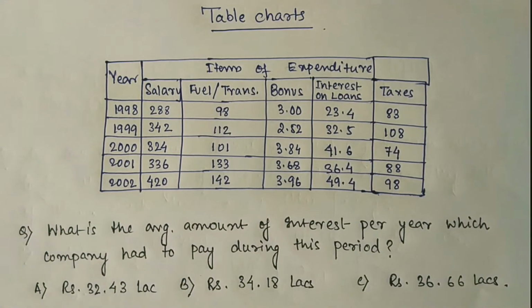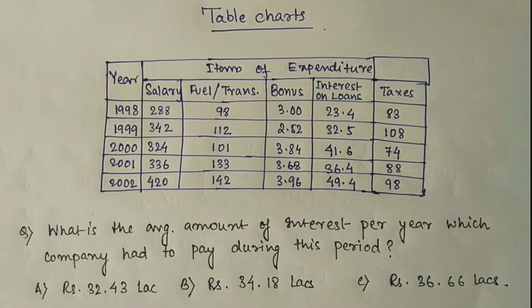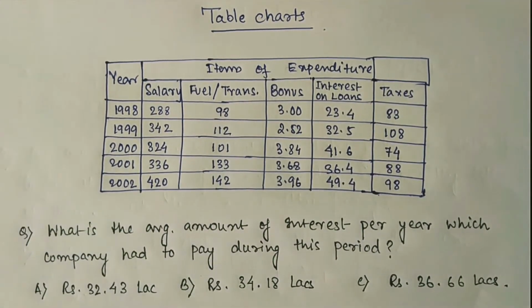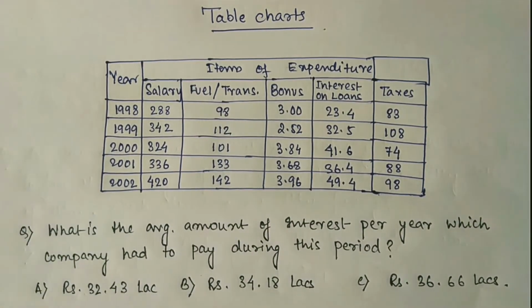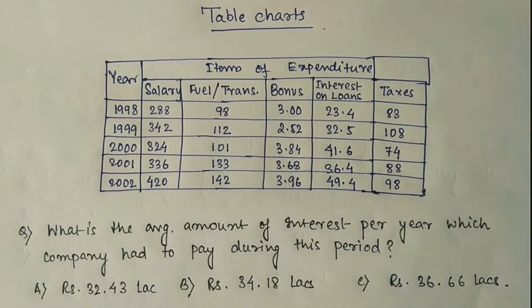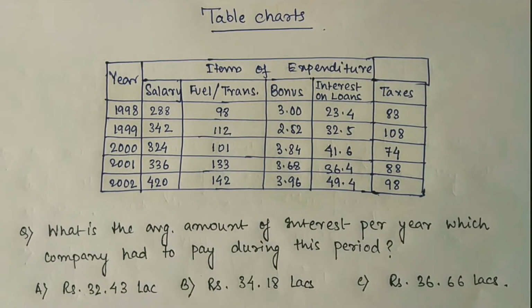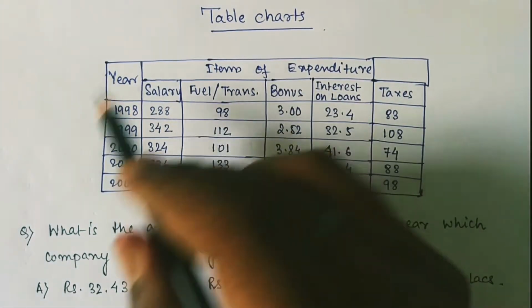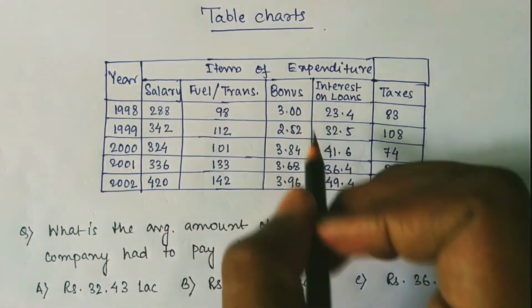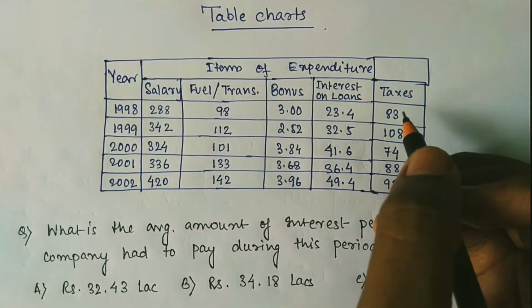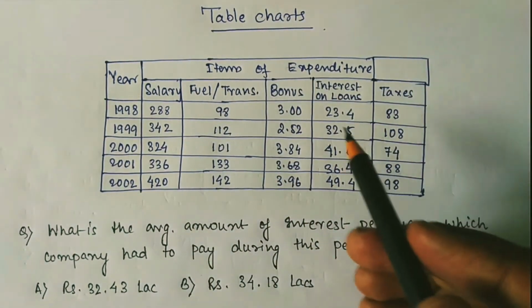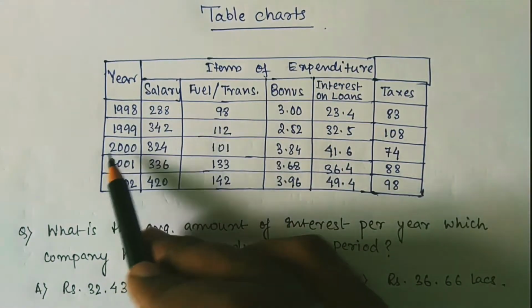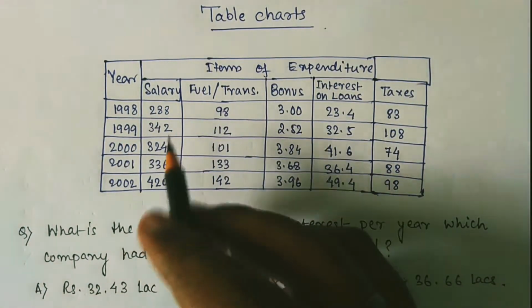So what are table charts? Tables are a kind of arrangement for keeping data of different segments in one place. Here I have taken an example of a table. It shows the expenditure: salary, fuel, incomes, bonus, interest, and taxes paid. So all the payments and incomes of a certain year are in this table.